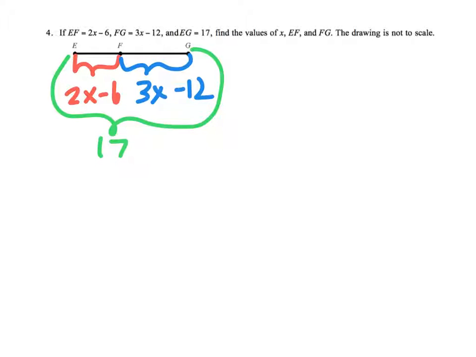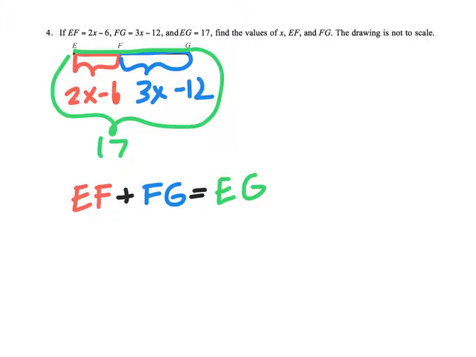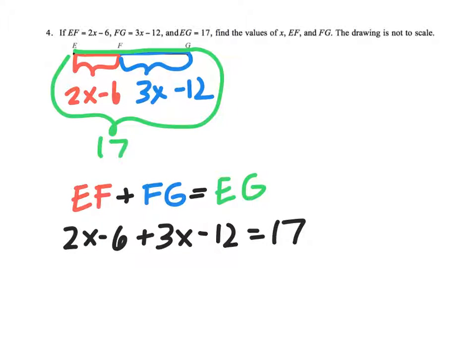So what I'm going to do is take the first portion, my red portion, EF, and add to it the blue portion, the second part, FG. Together, they should equal the whole thing, which is my green line, EG. We're just going to plug in the numbers and solve for x. So EF is 2x minus 6, FG is 3x minus 12, together they all equal 17. Then I'm going to solve.